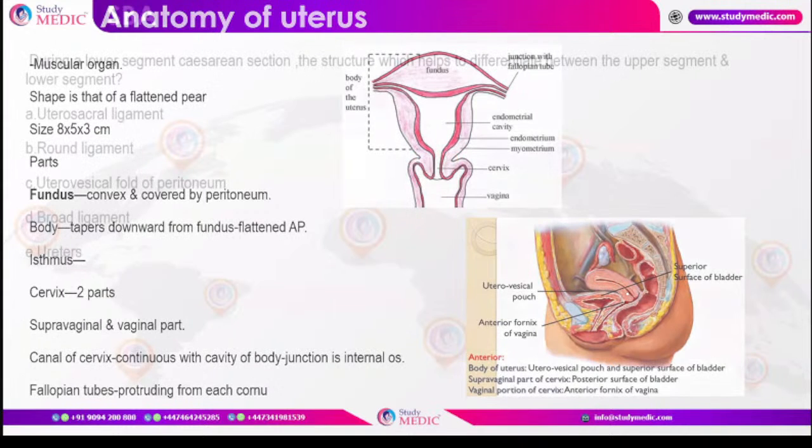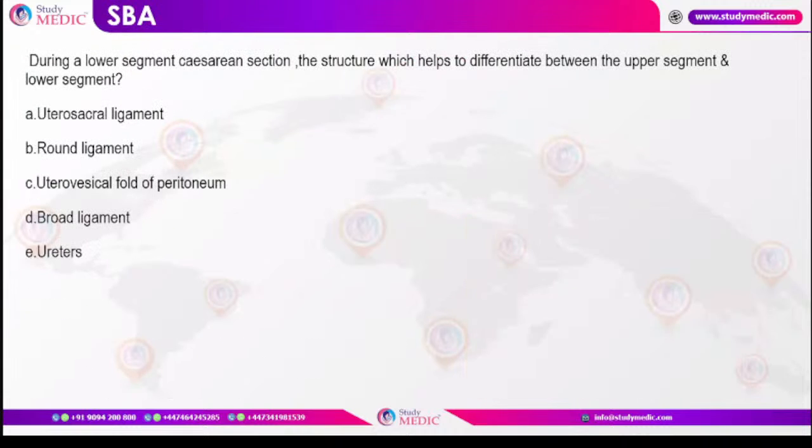So what is the SBA that they had asked in one of the exams is that when you are doing a lower uterine segment cesarean section, which is the structure that will help you to differentiate the upper uterine segment from the lower uterine segment? The options that were given were the uterosacral ligament, round ligament, UV fold of peritoneum or the utrovesical fold of peritoneum, broad ligament, and ureters.